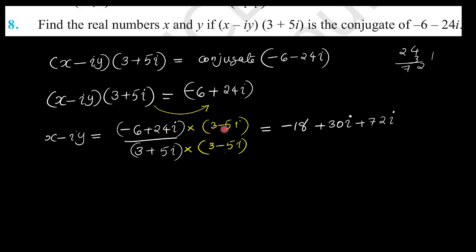24 into minus 5. 24i into minus 5i will be minus 120i square. You can check. Denominator is a plus b into a minus b. A plus b into a minus b will be a square minus b square. So 3 square will be 9. 5i all square will be 25i square.